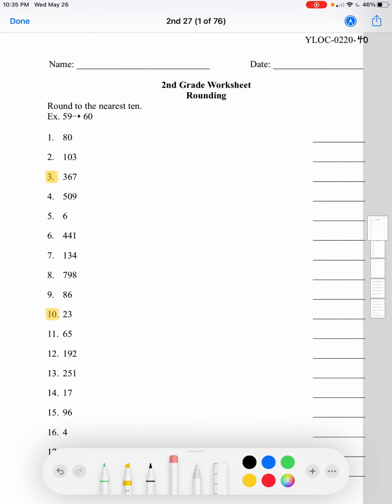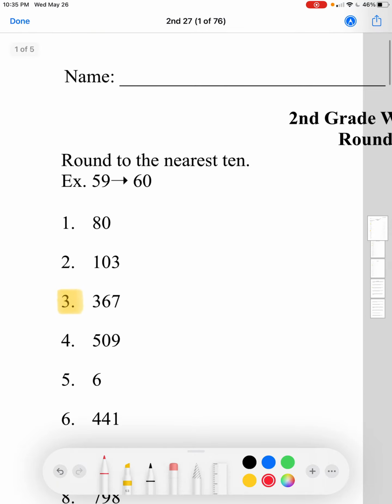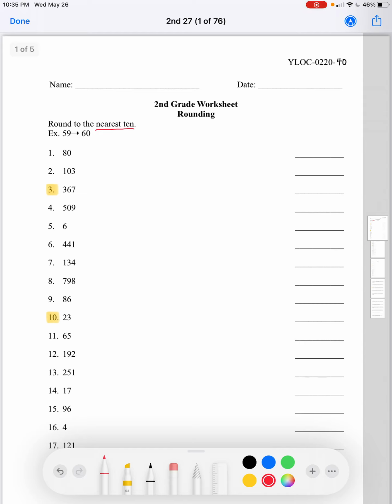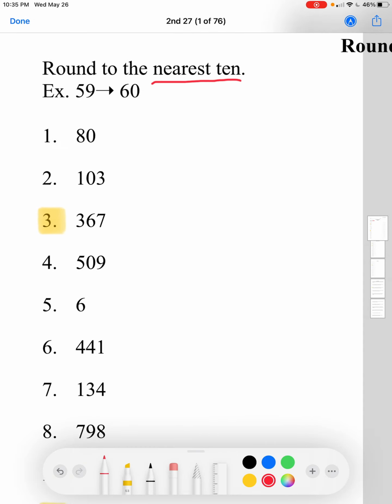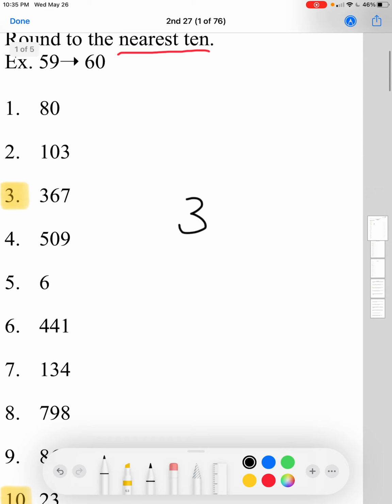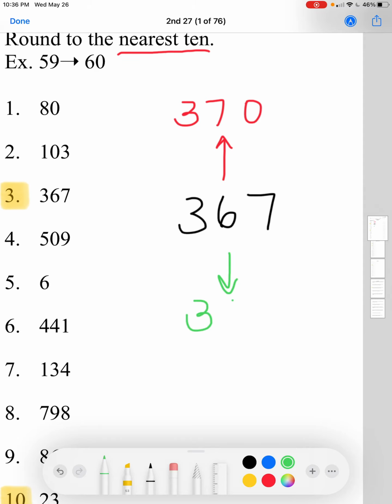So we're starting off with rounding today, and the directions say to round to the nearest 10. So basically that means we're going to be either keeping the 10 the same or moving it up by 1. So let's look at number 3. We have the number 367, and we have to decide whether the 10 is going to go up to 370, or whether it's going to stay the same.